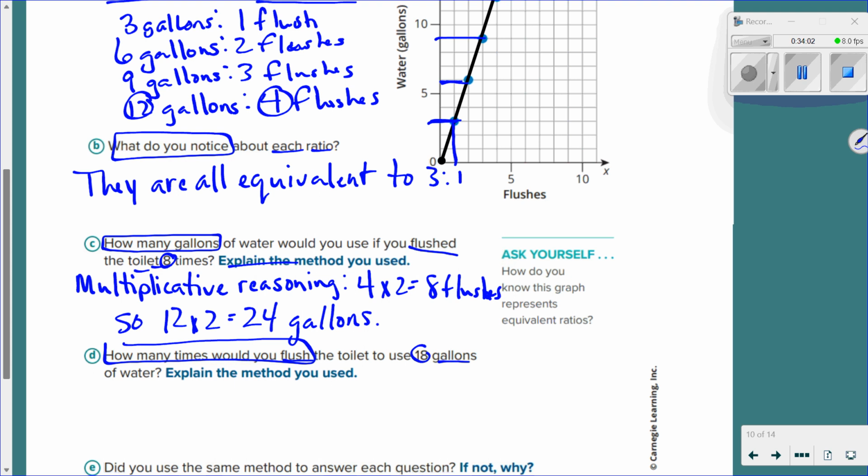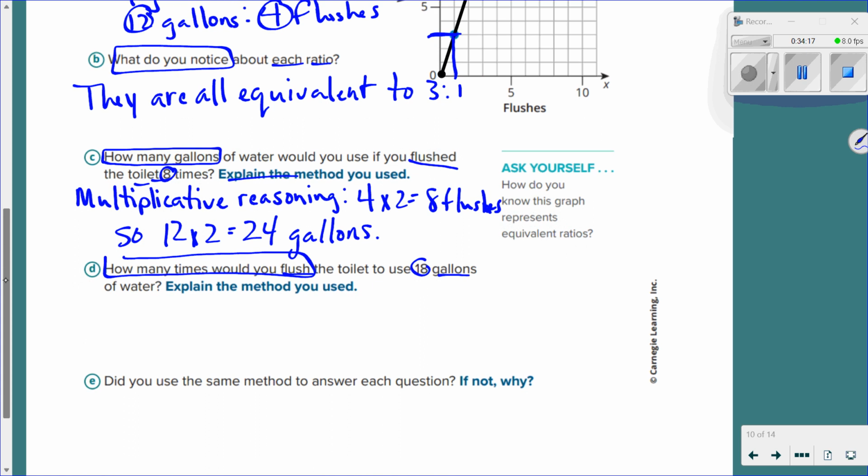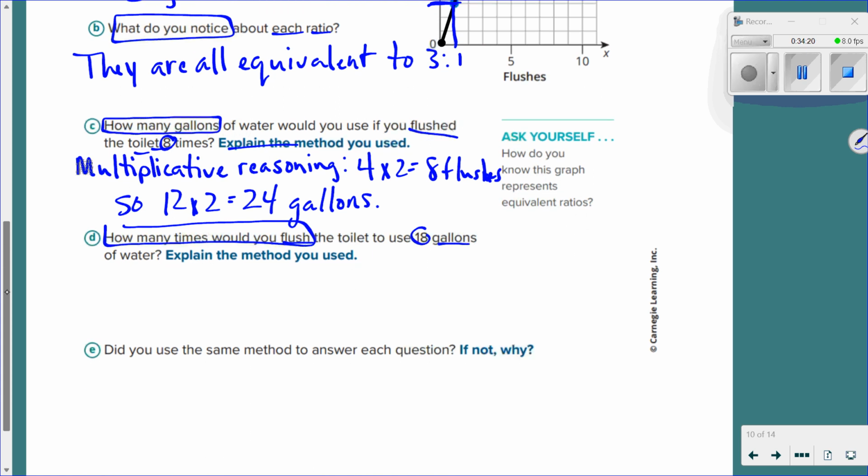That's not the only way. To get to 8, I could have done 2 times 4. I could have done 1 times 8. Any of those would work. Yes, ma'am? The graph doesn't extend far enough to do it. That's one thing I don't know why they do that sometimes like this, but it is what it is.